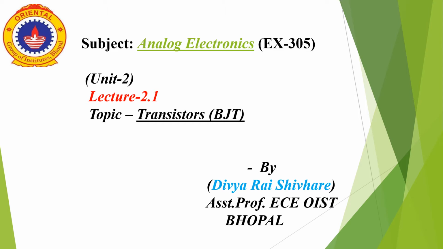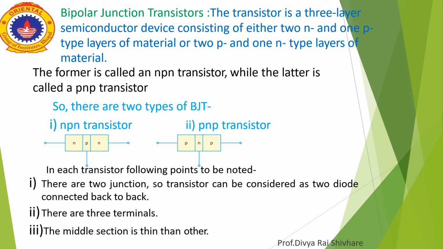Hello students, now here we discuss the first topic of second unit, which is transistor, BJT, bipolar junction transistor. Now we see what is bipolar junction transistor.